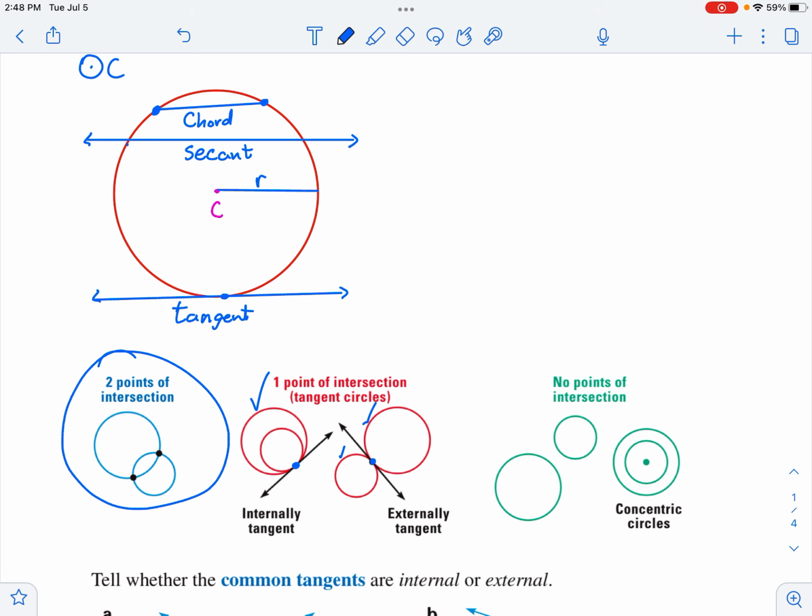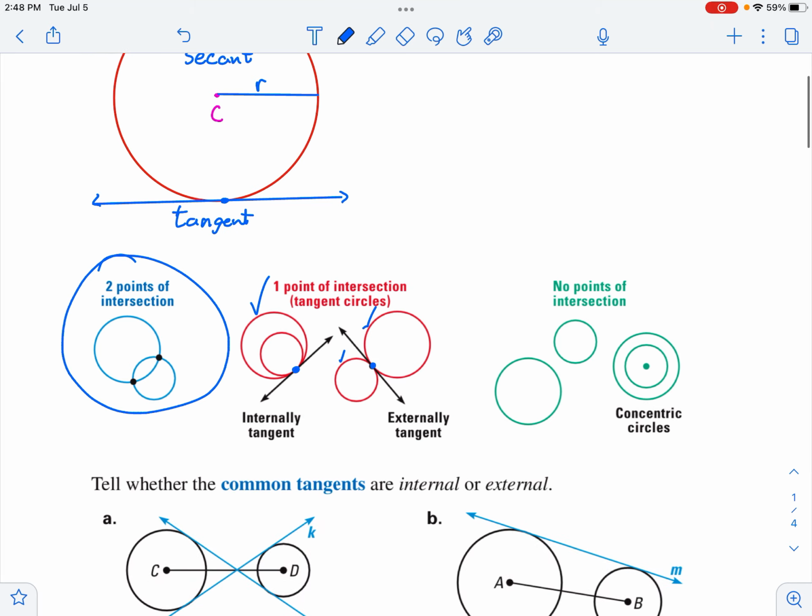And then you have circles that don't intersect at all. Maybe you have this situation. Those circles don't intersect at all. And then you look at this one. These circles don't intersect at all either. However, these are special types of circles. They share a center point. We say circles that share a center point are concentric circles. So those are concentric circles.